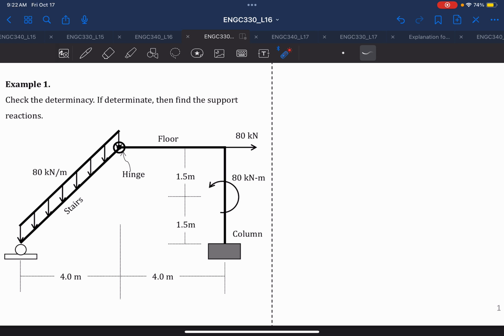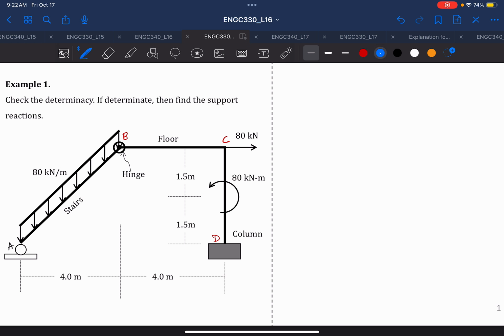Hello everyone. Today we are going to analyze the frame and find the support reactions of this frame with an inclined member. Here we have a roller support at A, then we have an internal hinge at B, then we have a rigid joint at C, and then we have a fixed end support at D.